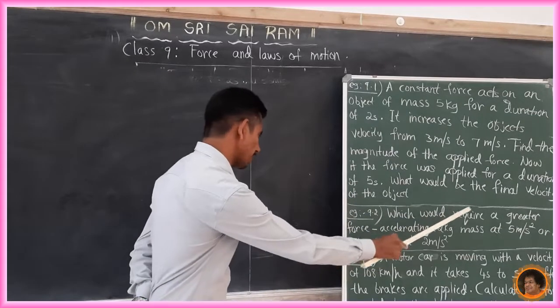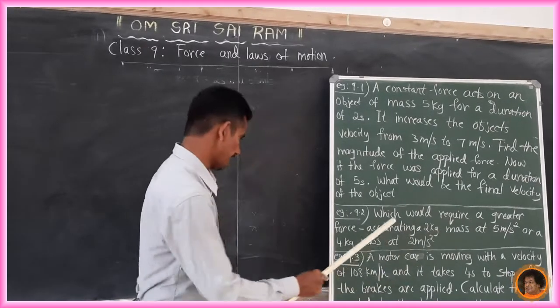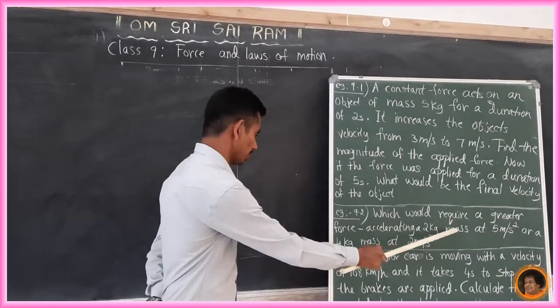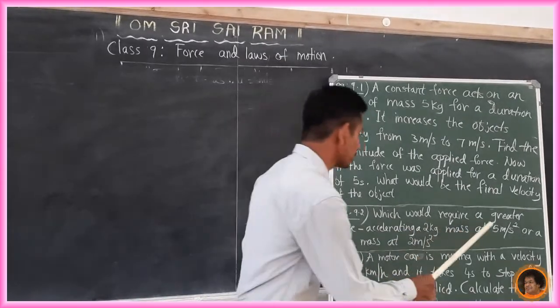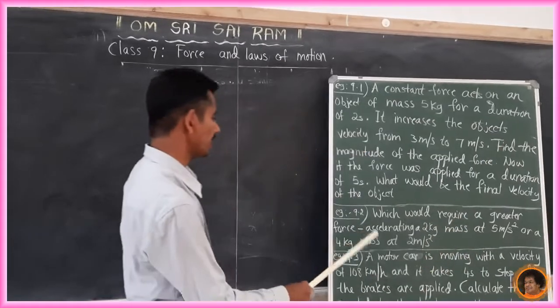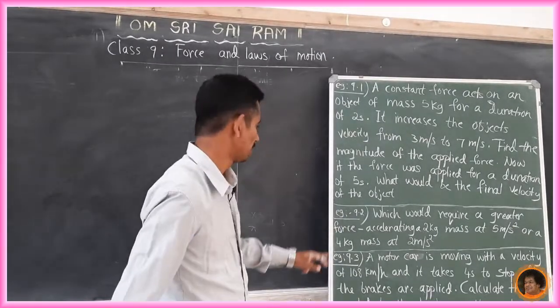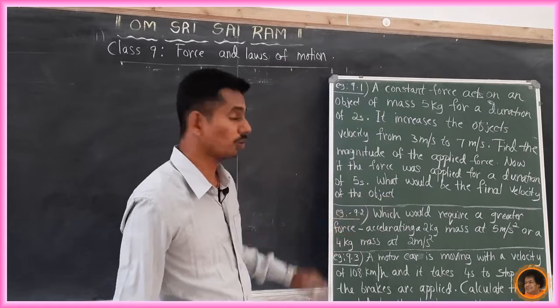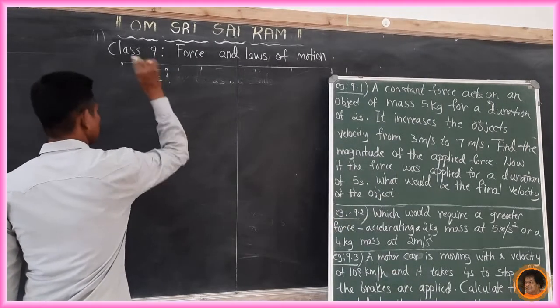Which would require a greater force? Accelerating a 2 kg mass at 5 meter per second squared, or a 4 kg mass at 2 meter per second squared. It is a very simple one. Which would require a greater force? So, you have to calculate force.